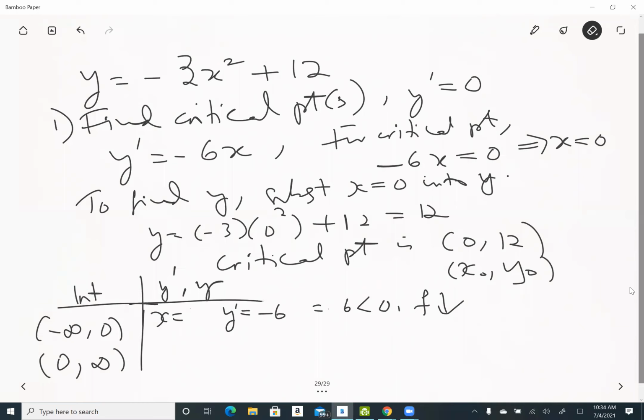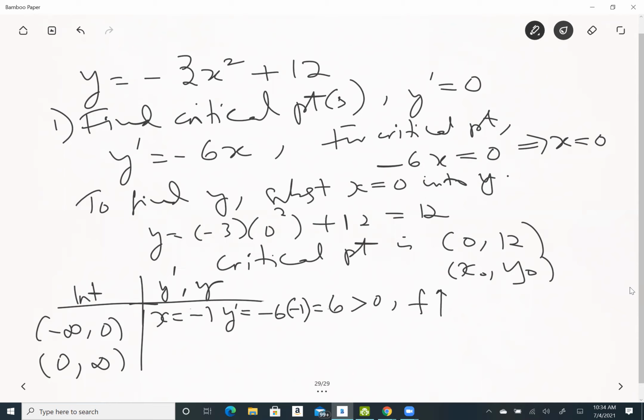So here you have x equal to negative 1. You take negative 6 multiplied by negative 1. That is equal to 6, and that would be positive. So positive 6. What about the function? The function is increasing. All right.